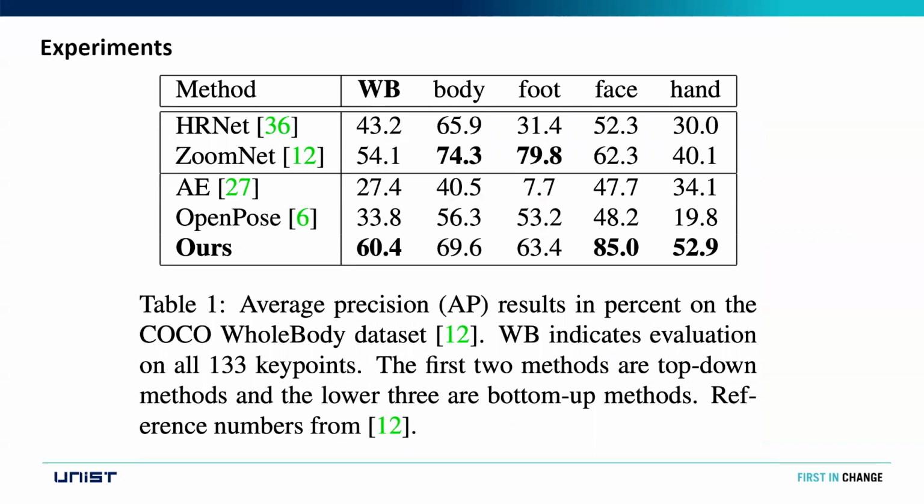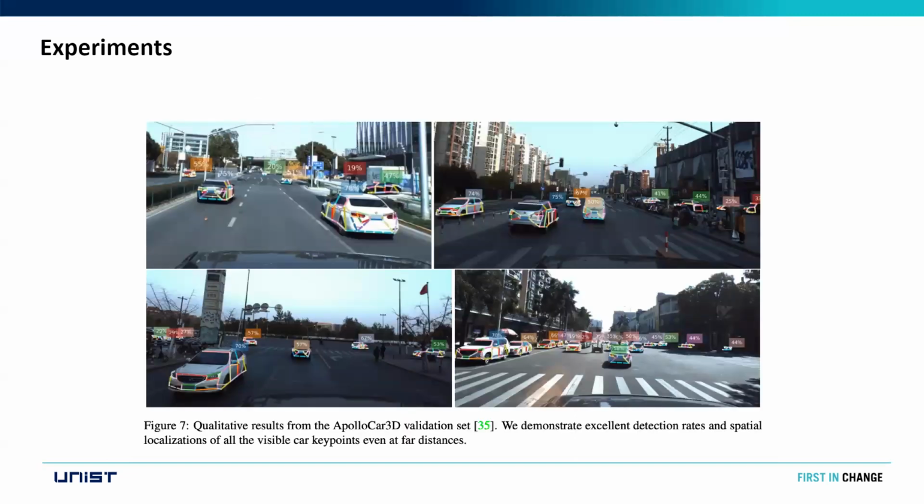One of their contributions was state-of-the-art results, and as you can see here, they outperform all of these methods. But these methods were evaluated on the COCO WholeBody dataset, while that CVPR paper used the COCO pose estimation dataset, not whole body. So this is one of the differences. And here is the result on ApolloCar.